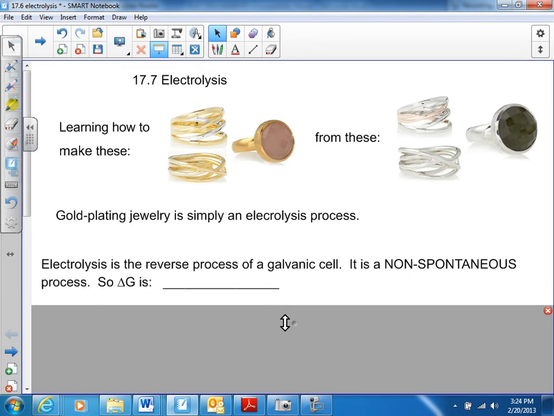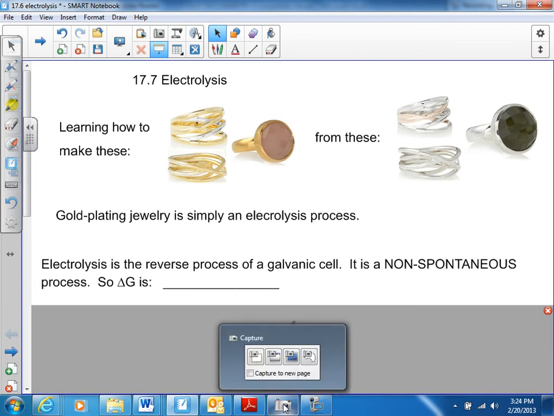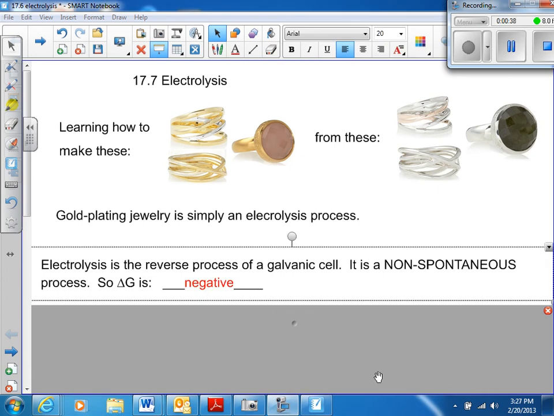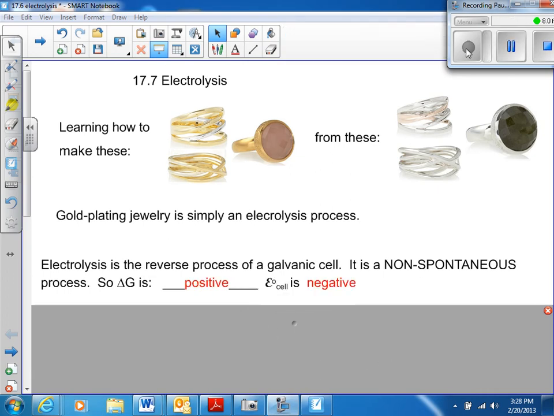So, electrolysis. It's the reverse process of a galvanic cell, non-spontaneous. You fill in the blank, pause your screen, I'm about to fill it in. So delta G, oh, nope. All right, delta G is positive, not negative. Did you get tricked? I was thinking about E cell. E cell is negative because this is non-spontaneous.